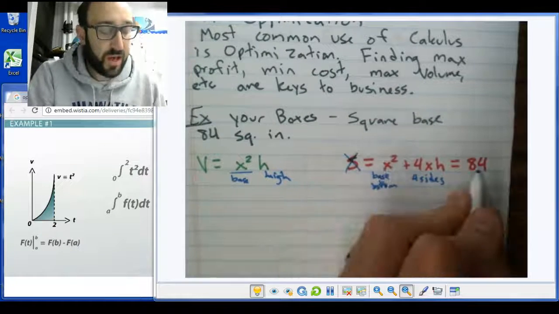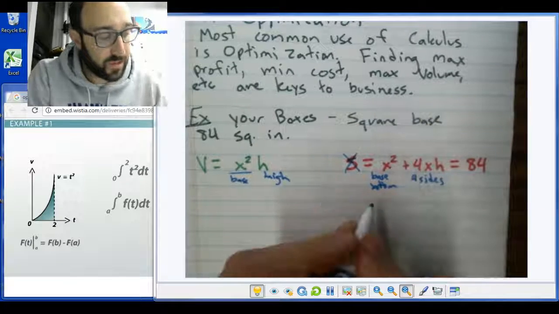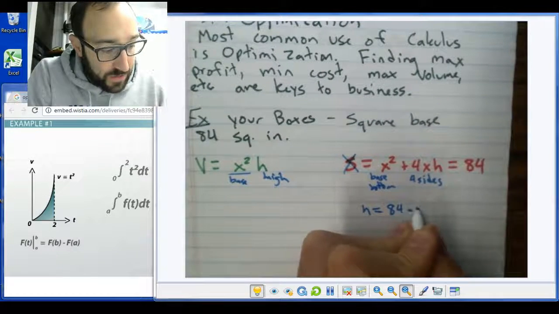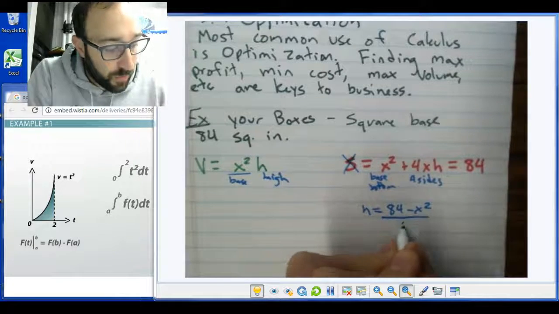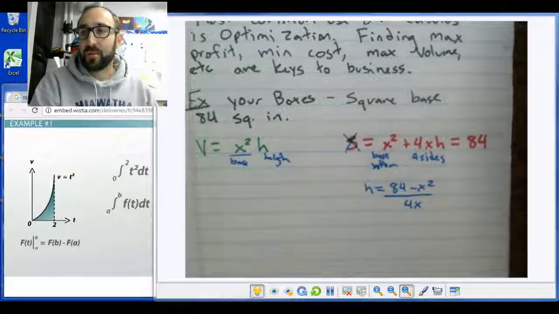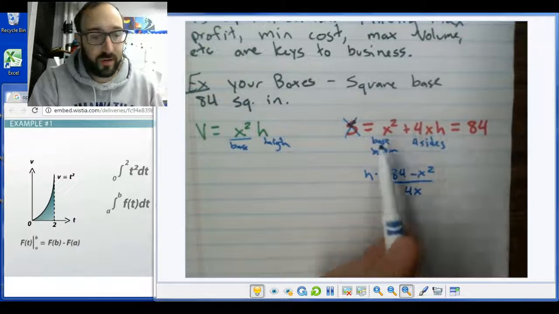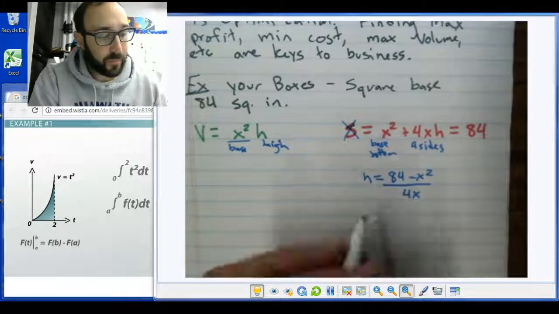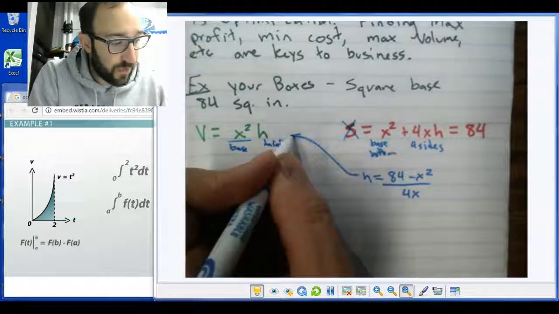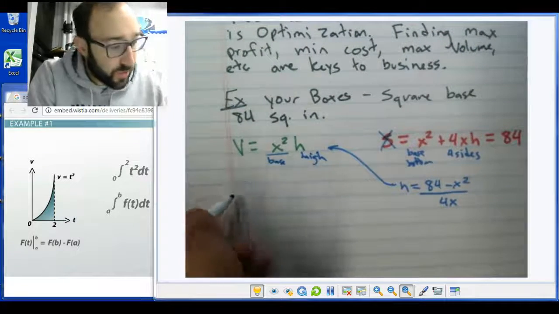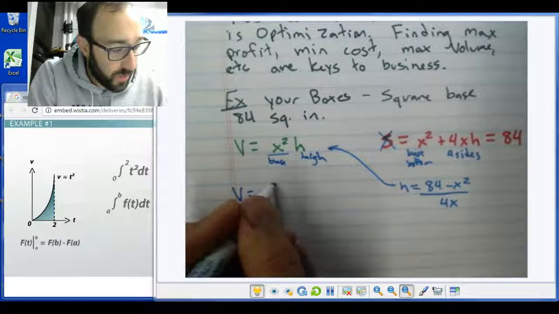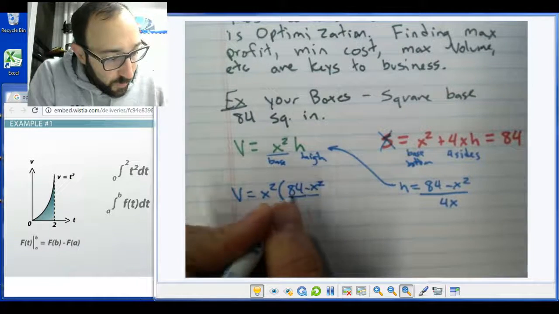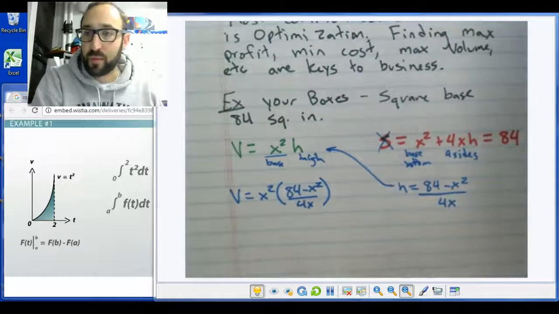I'm going to subtract x squared and divide by 4x, so that I can say h equals 84 minus x squared all over 4x. If you're not really sure how I do that, just follow along and figure out, oh yeah, subtract x squared, divide by 4x, and I solve for h. Then I'm going to take this and plug it into that equation, and we should get volume equals x squared times 84 minus x squared over 4x. Close my parentheses, and I've got it.